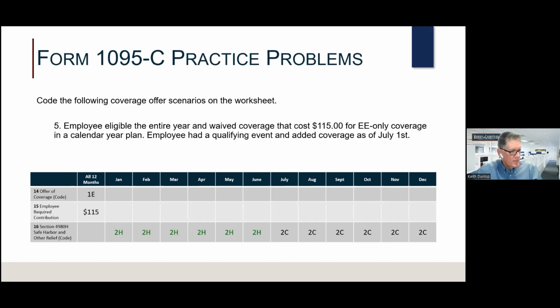For the first few months, the first 6 months, actually, the employee waived coverage. So we're telling the IRS that the coverage was affordable based upon rate of pay safe harbor, which is 2H. And then when the employee did enroll, we are reverting then to the 2C code, the employee enrolled in coverage.